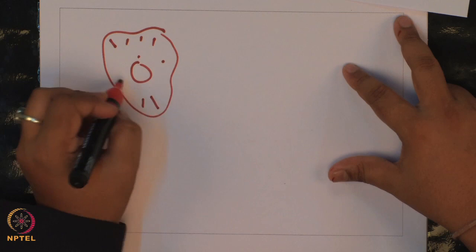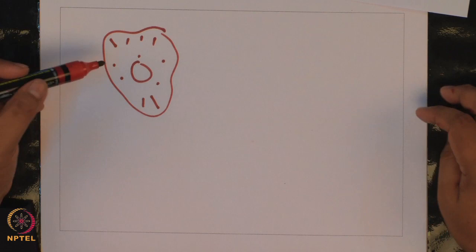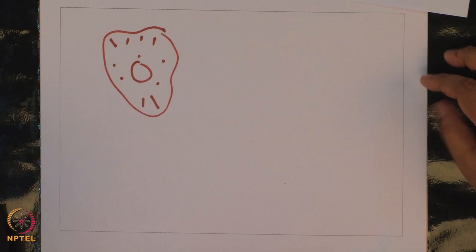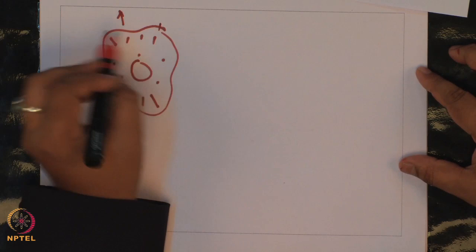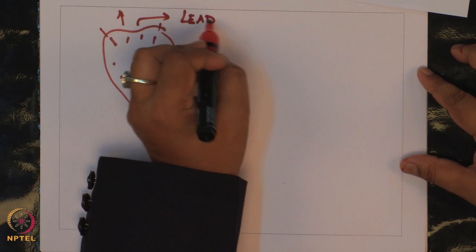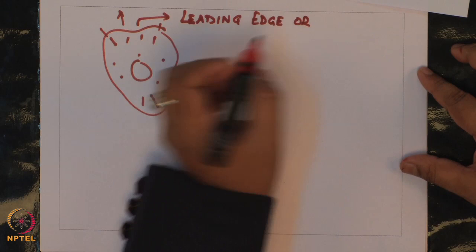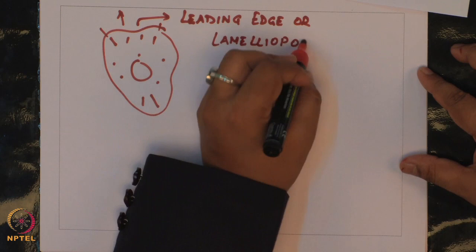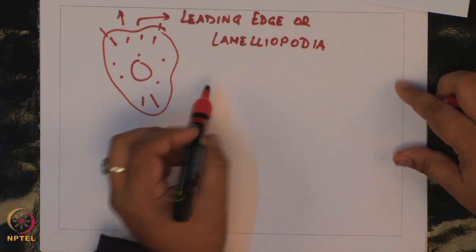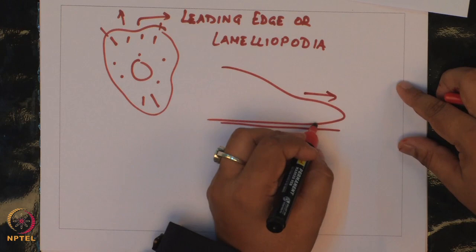I also mentioned that in the same cell you have different types of adhesions; their sizes are different, their dynamics is different. At the edge, if the cell is migrating this way, then this edge is called the leading edge or lamellipodia. In side view, if I were to draw the same picture, a cell is migrating this way, and this is where you have your lamellipodia.